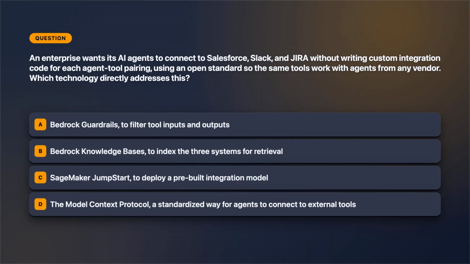Question 2. An enterprise wants its AI agents to connect to Salesforce, Slack, and Jira without writing custom integration code for each agent and tool pairing, using an open standard, so the same tools work with agents from any vendor. Which technology directly addresses this? A, Bedrock guardrails to filter tool inputs and outputs. B, Bedrock knowledge bases to index the three systems. C, SageMaker JumpStart to deploy a pre-built integration model. Or D, the Model Context Protocol, a standardized way for agents to connect to external tools. Pause here if you want more time.